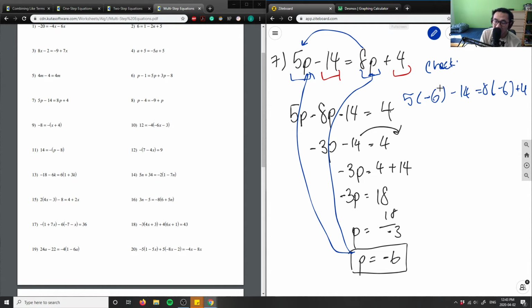5 times negative 6 here is minus 30. Minus 14 equals 8 times negative 6, which is negative 48, plus 4. Negative 30 minus 14 equals negative 44. Negative 48 plus 4 also equals negative 44, which means left side equals right side. So p equals negative 6 is my correct answer.